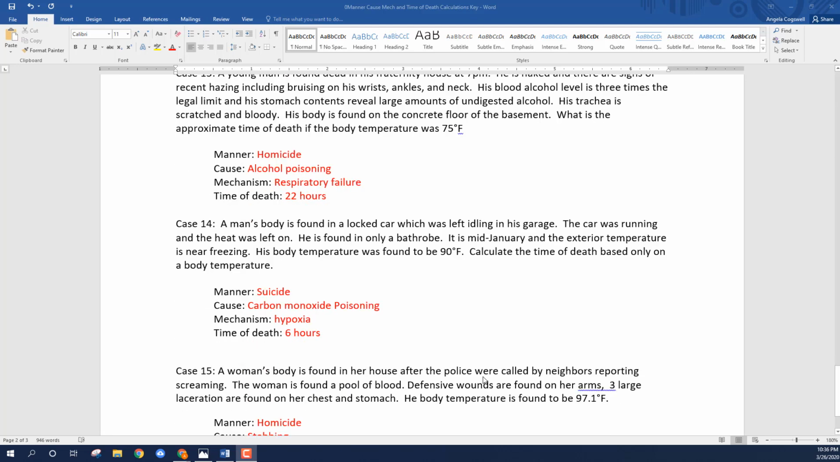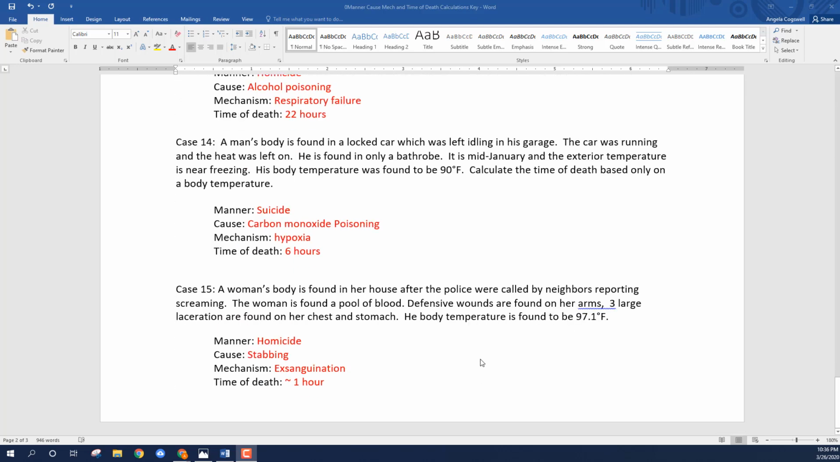And our last one, this one's pretty straightforward. The police are called after hearing screaming. There's a large pool of blood. She's got defensive wounds and 3 large lacerations. So we're calling this a homicide. It's stabbing or cutting, and she died of exsanguination relatively recently.